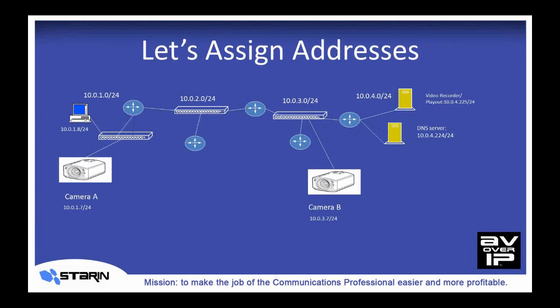So let's assign addresses in a fairly simple situation, and then we'll assign addresses in a little more complicated situation. In this case, we have 4 networks, 4 subnetworks. This network here is bounded by this computer, this camera, and this router interface. So this is one physical network. This is an Ethernet switch that's in here, what we call a layer 2 switch.